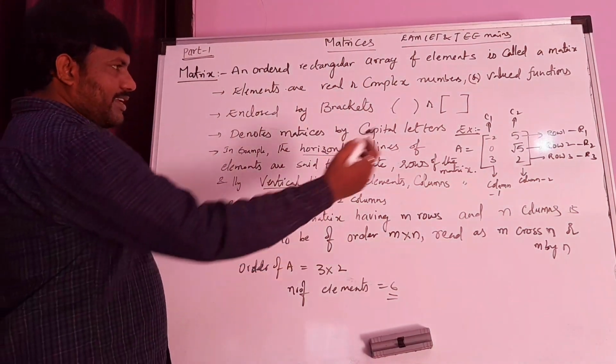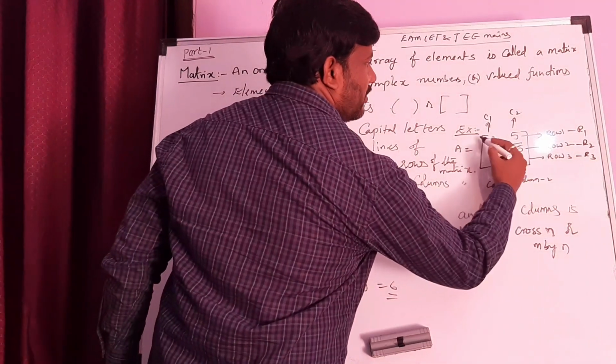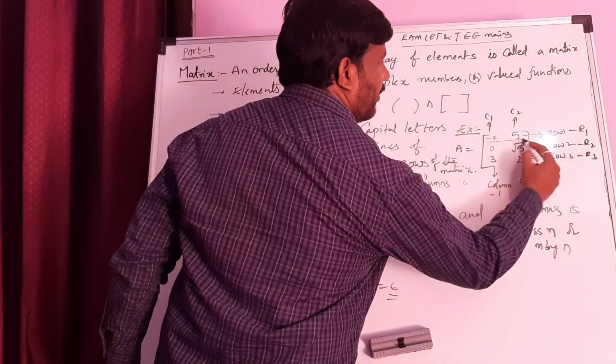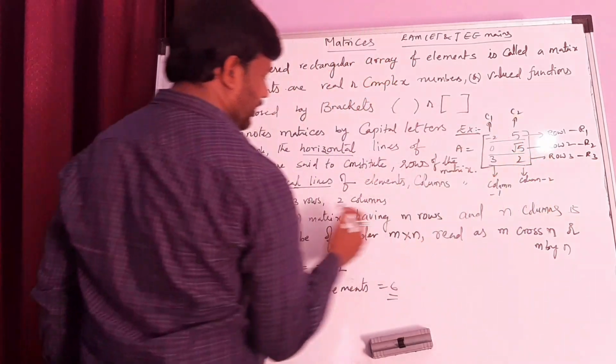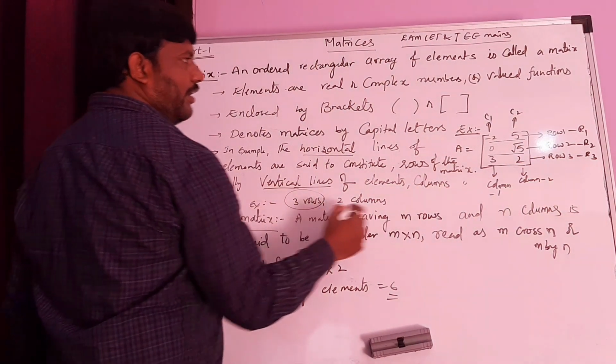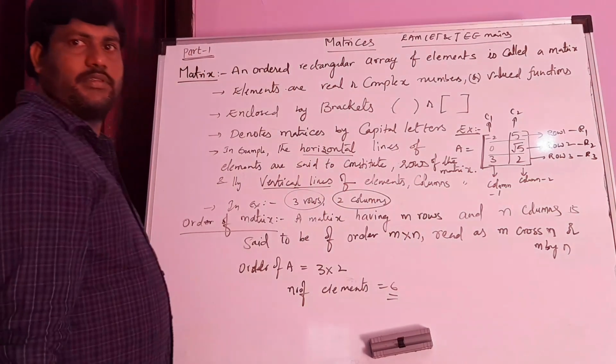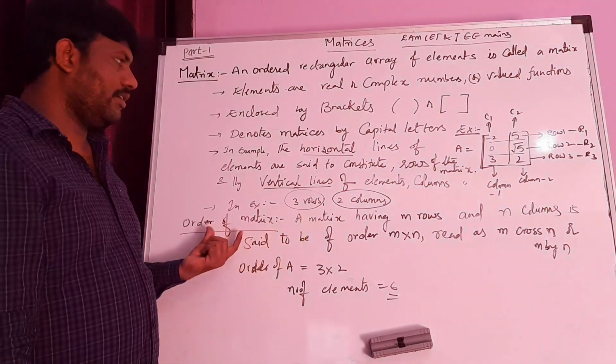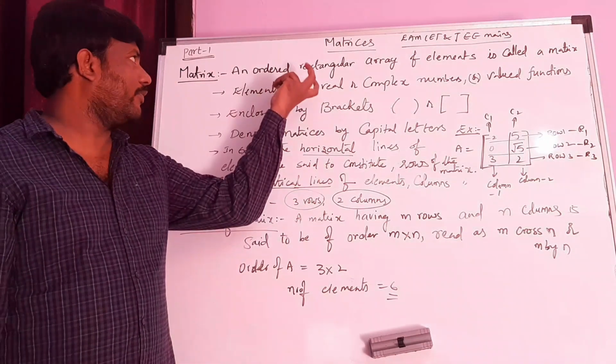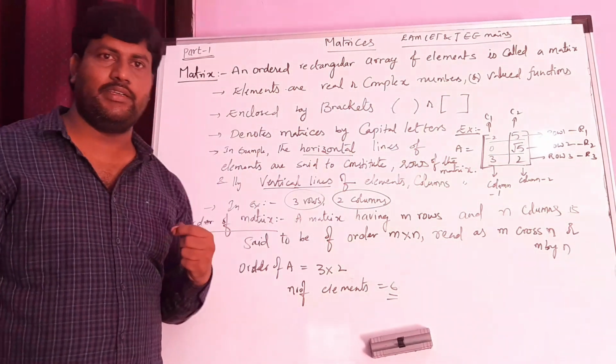Now, in this example we observe how many rows there are. The horizontal lines, we observe 3 horizontal lines. So that's why the number of rows is equal to 3, and there are 2 vertical columns, that's why 2 columns in this example, right? This is how we define matrices and how we represent them.